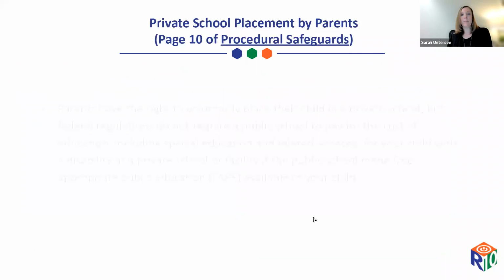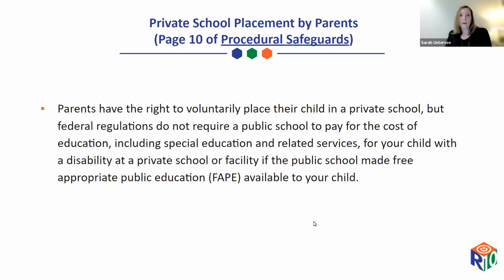Private school placement by parents. Parents do have the right to voluntarily place their child in a private school, but federal regulations do not require a public school to pay for the cost of education, including special education and related services, for your child with a disability that's at a private school or a facility if the public school made that free appropriate public education available to your child.